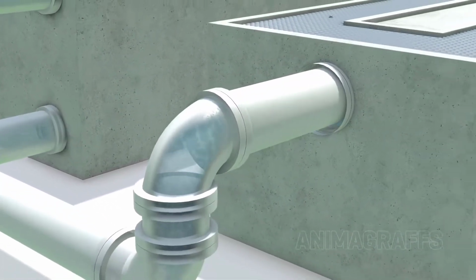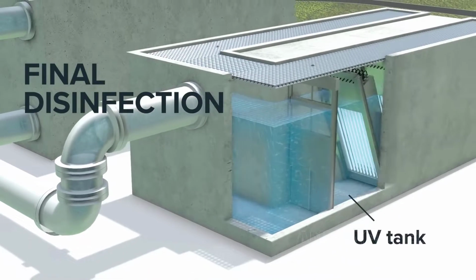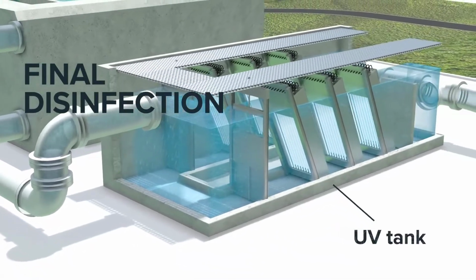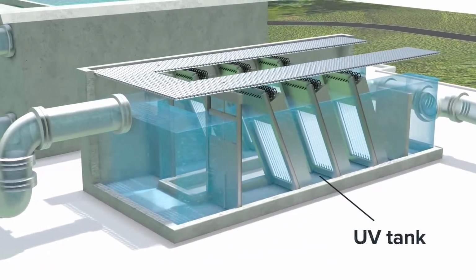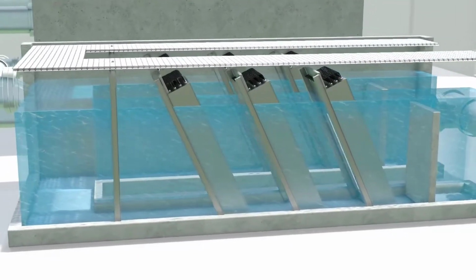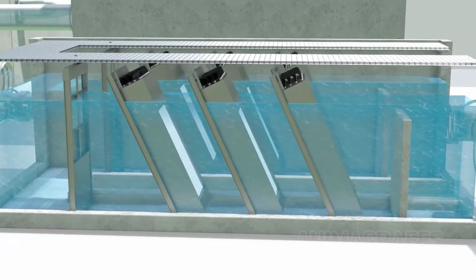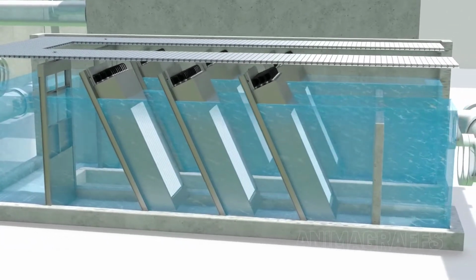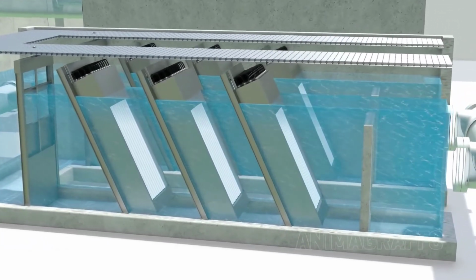The filtered water flows to final disinfection in the UV tank. Water passes through banks of ultraviolet lights. UV light at various wavelengths can destroy or disrupt viral, bacterial, and other pathogens' DNA or cellular structure, effectively destroying them.